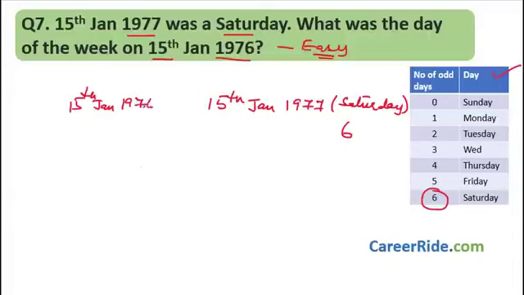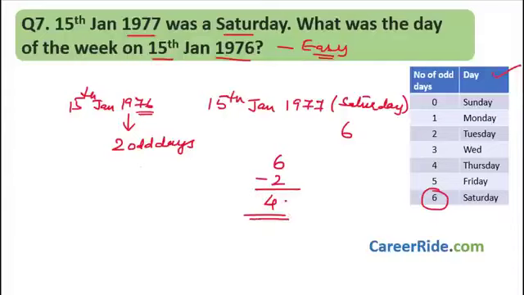Now 76, this was a leap year, right? 76 is completely divisible by 4. So this was a leap year. It means it has 2 odd days, right? Simply subtract this 6 minus 2. What do you get? You get 4. So 4 is corresponding to which day? 4 corresponds to Thursday. So it means that 15th of January 1976 was a Thursday.